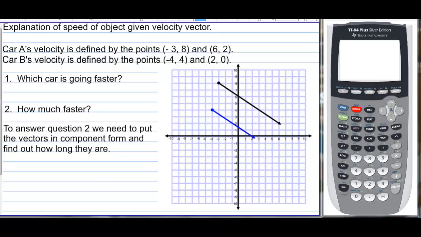So we're going to start out today by talking about speed, given a velocity vector. Car A's velocity is defined by the points -3, 8 and 6, 2. In other words, the black vector. Car B's velocity is defined by the points -4, 4 and 2, 0. So that's B's blue vector.